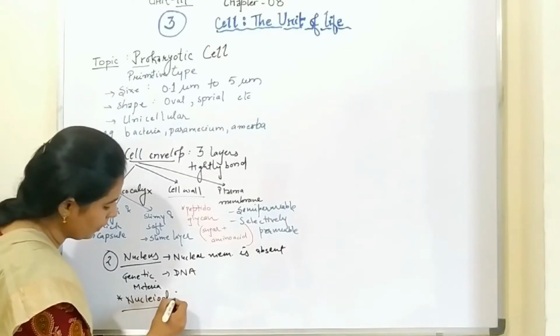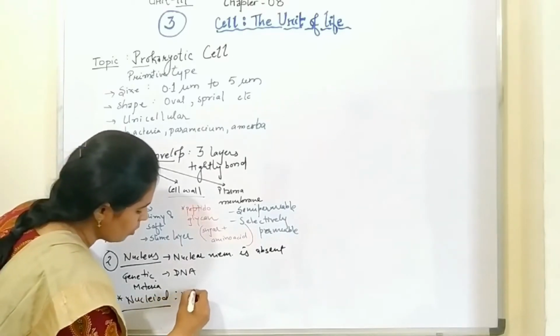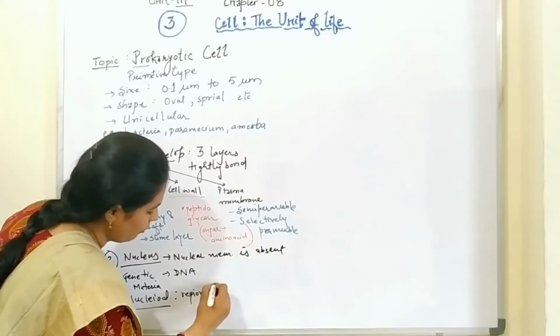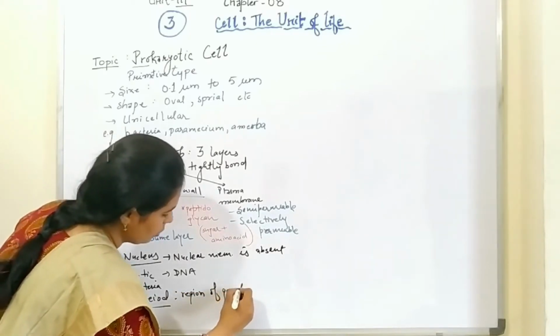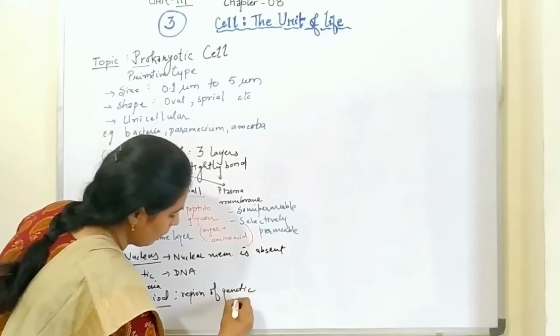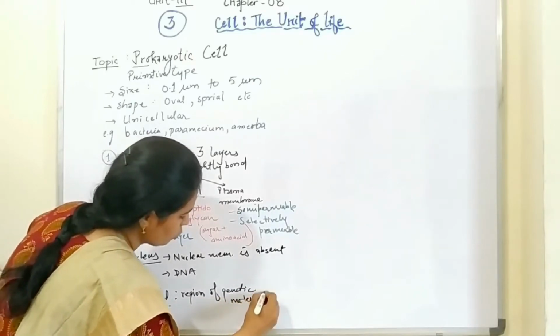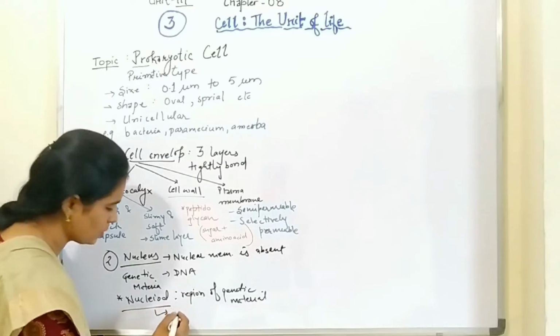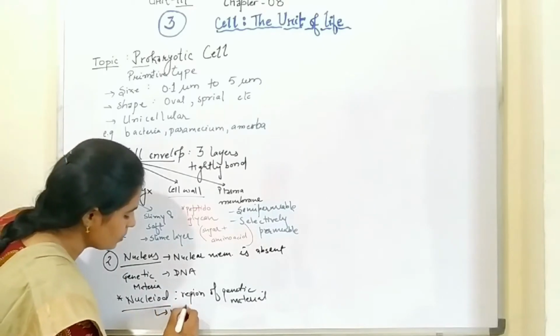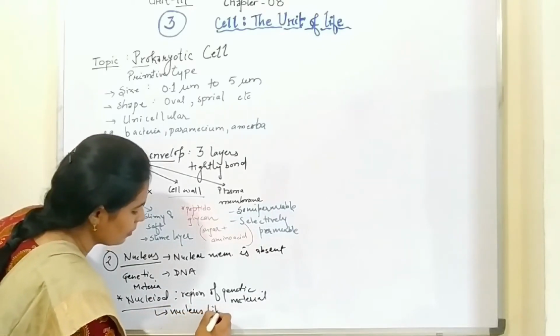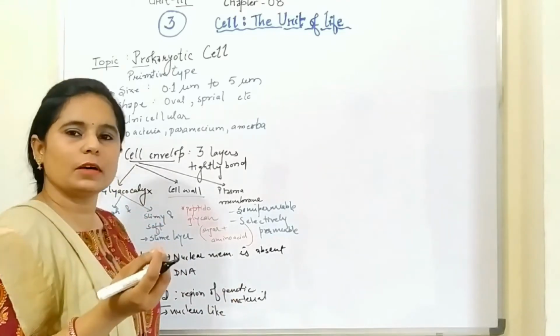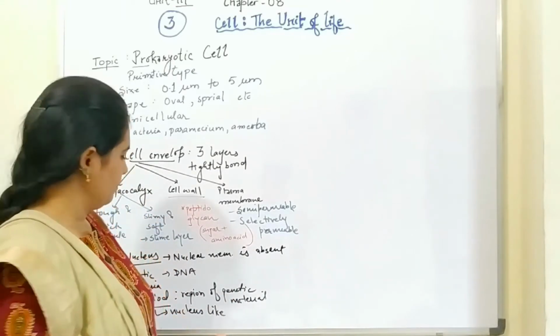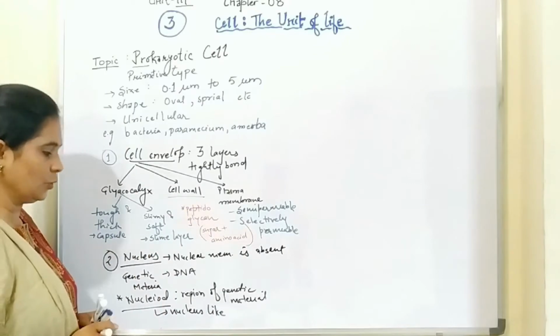So the nucleoid is the region of genetic material. So the place where this DNA is present, we call it the nucleoid. So you can call the nucleoid another thing, a nucleus-like part of the prokaryotic cell. So this is about the nucleus.